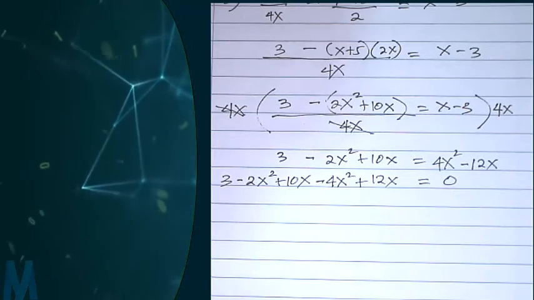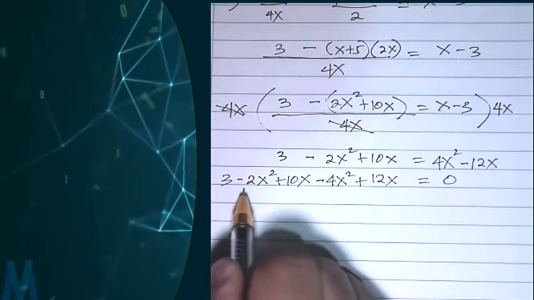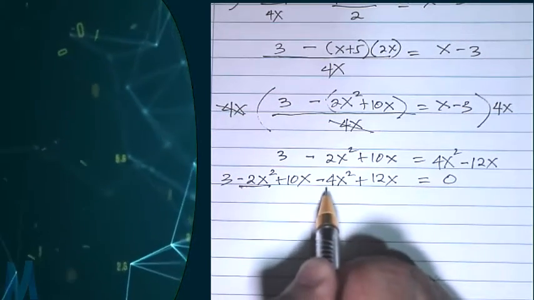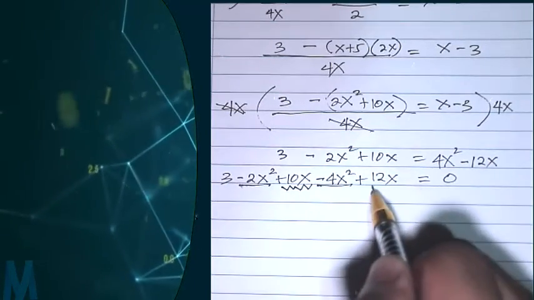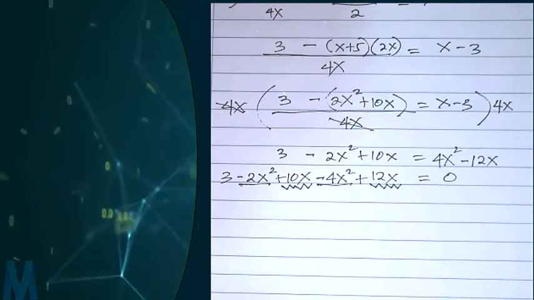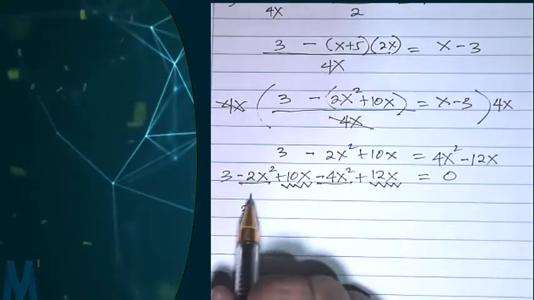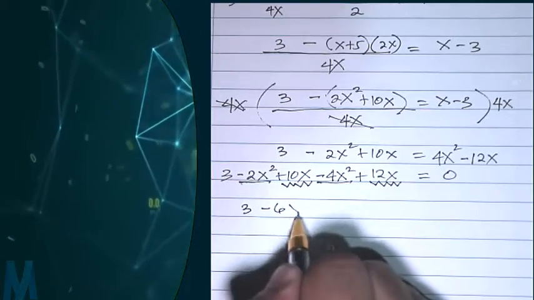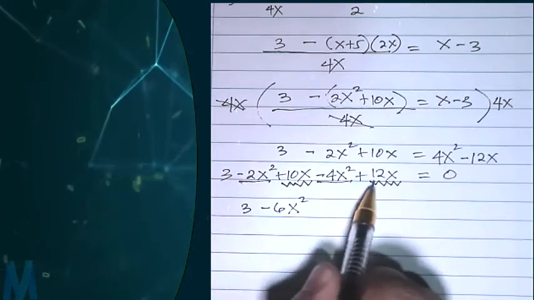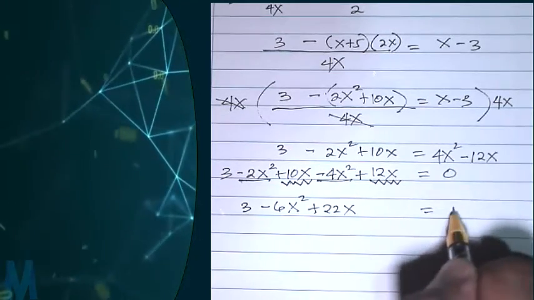And then we are going to combine similar terms. So the 3 has no pair. The negative 2x squared has a pair, so you have negative 4x squared. 10x with 12x. Okay? So we're going to combine similar terms. First, bring down 3. Negative 2 minus 4 is negative 6x squared. 10 plus 12 is positive 22x is equal to 0.